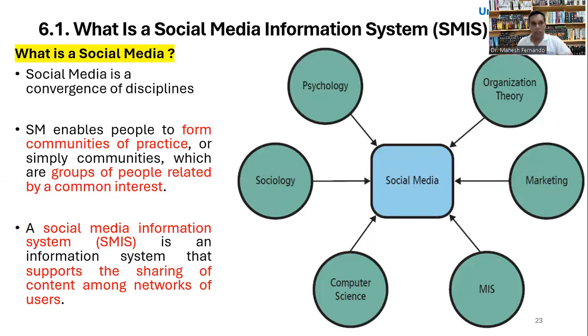Social media is a convergence of disciplines which relate to computer science, management information systems, marketing, organization theory, psychology, as well as sociology. Social media enable people to form communities of practice, or simply communities, which are a group of people related by common interest. A social media information system is an information system that supports the sharing of content among networks of users.